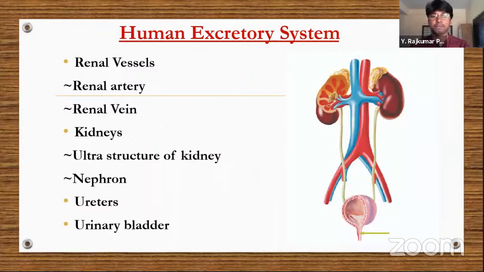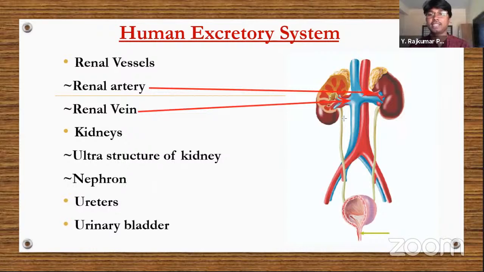Human excretory system. Here you can see there are different parts in the excretory system. Renal vessels, that means renal artery and renal vein. See, the renal artery is the pipe-like structure, the blood vessel which goes inside the kidney, supplying blood to the kidney. Next is the renal vein, which takes the blood from the kidney. That is called the renal vein.